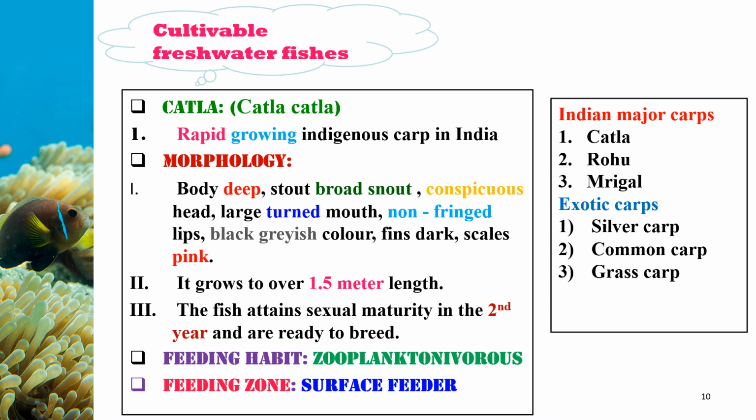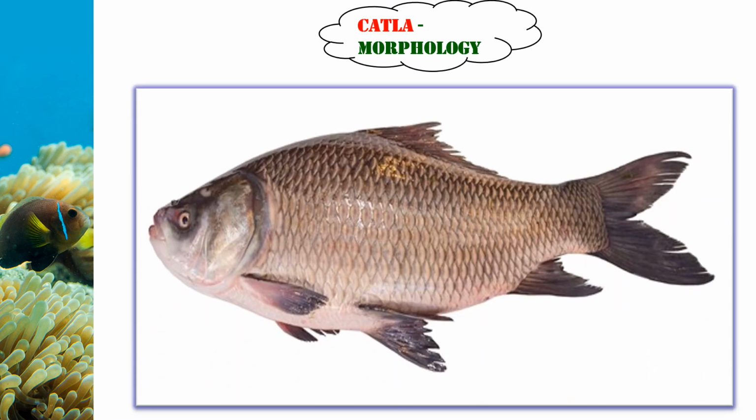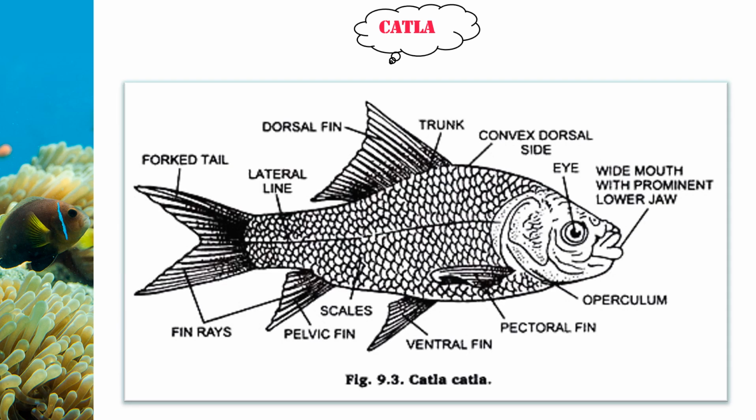Here the head is large and the body is comparatively deep. The color of the body is black grayish. The fins are dark and the scales are pink, and it also attains sexual maturity at the end of the second year. It is the external morphology of Catla. Here the body is deep and the fins are dark. It is a picture of Catla. Note down the body parts of Catla.